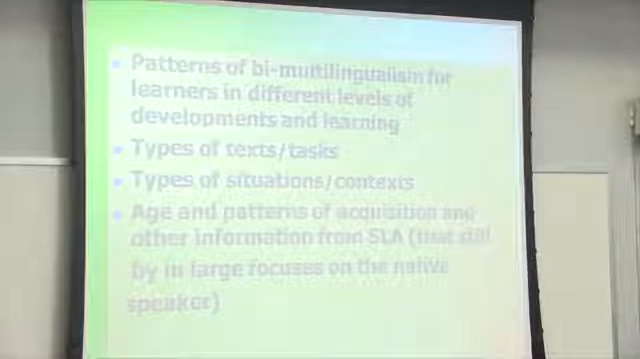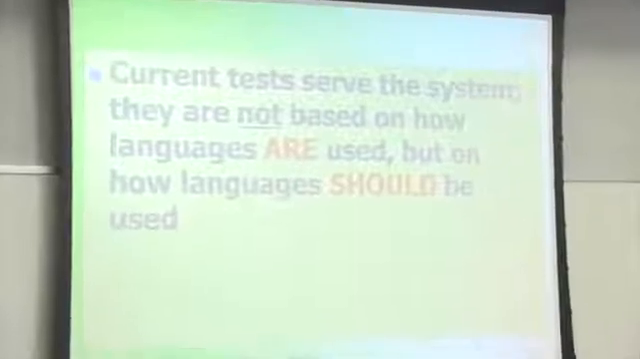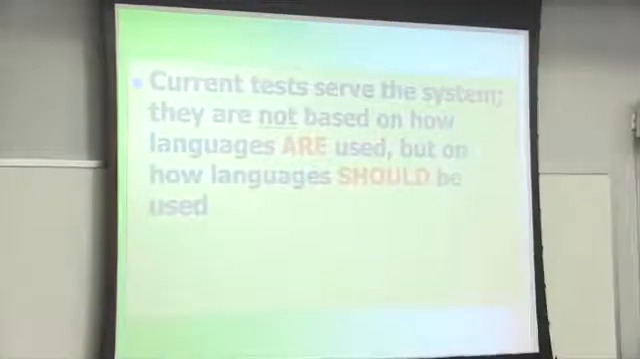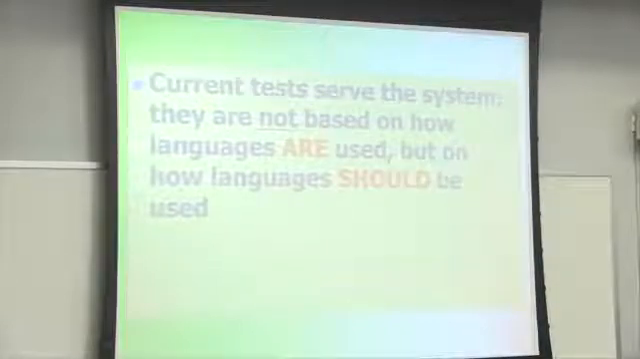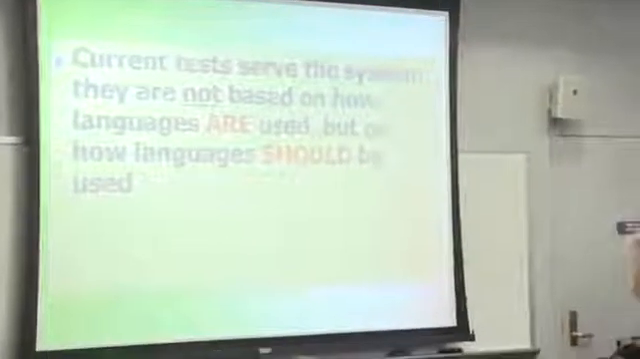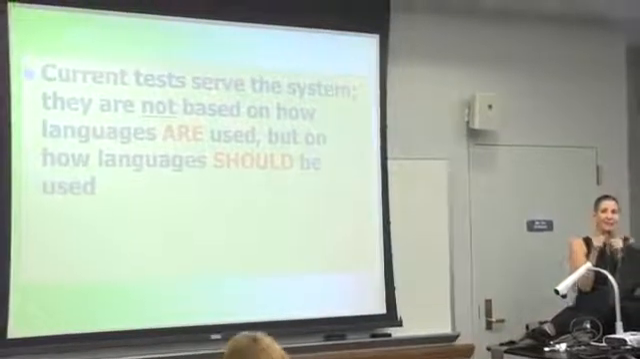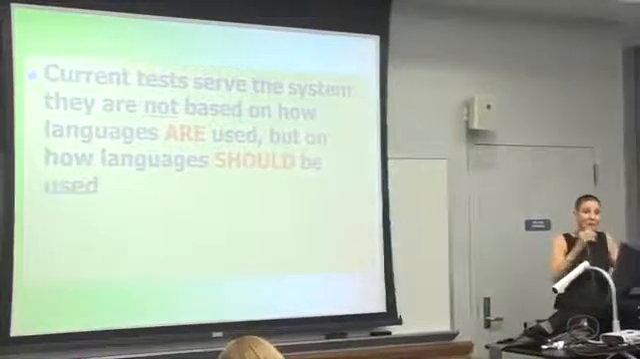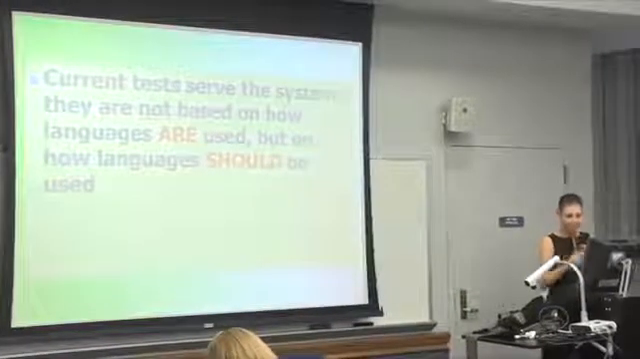Okay, what else important I want to say before I'm done? Basically the political thing, I just want to say the current tests serve the system, the US government or whatever. They are not based on how languages are processed by people, but on what some people say they should be used for. You see the difference? Like accent. You should have a native accent, but I can't. What do you do? You better accept what I can do and don't force me into something I cannot do.